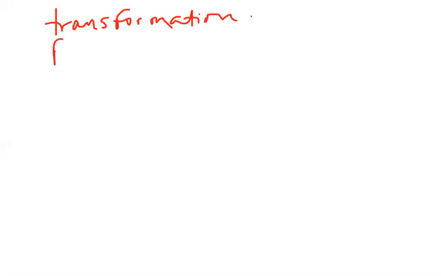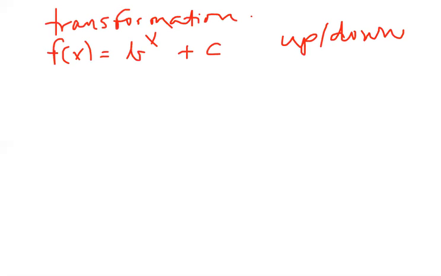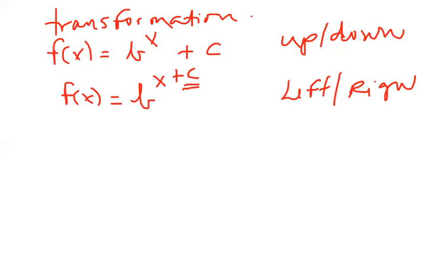When we have an exponential function, guys, f(x) = b^x, if we add a value out here, that c value shifts the graph up or down in the same direction. Now, if the c is happening in the exponent, the c value is going to move the graph left or right in the opposite direction, okay? Opposite direction.